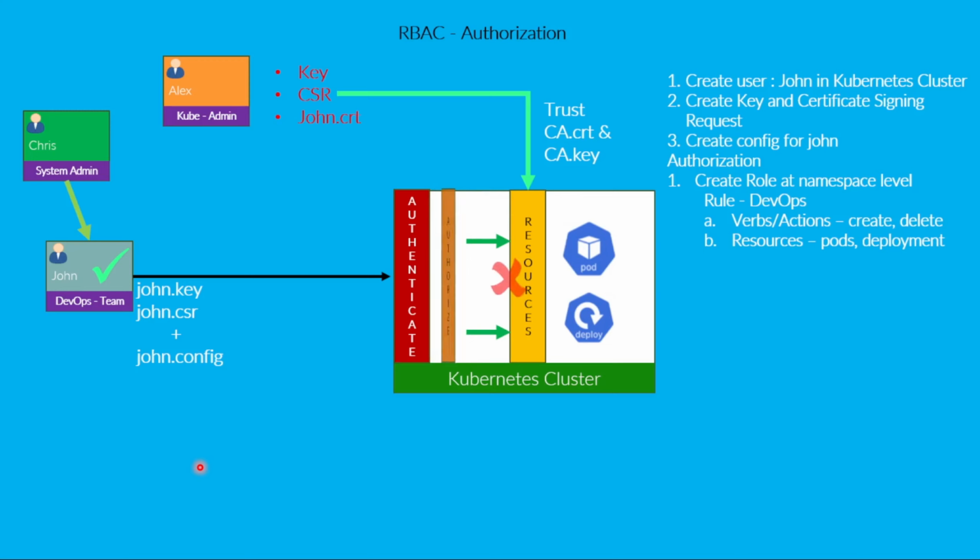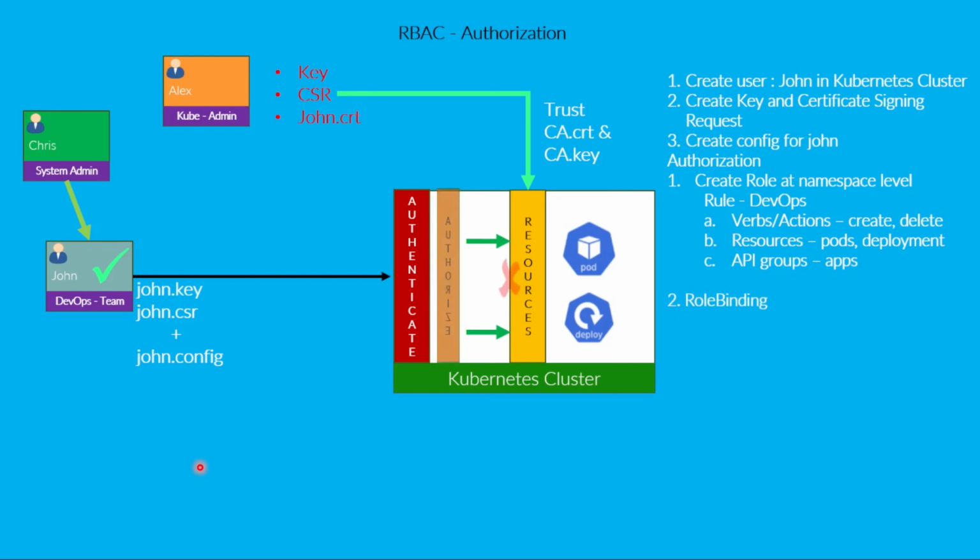Earlier we saw multiple resources. Now we are restricting John to access only a couple of resources, like pod and deploy, and that too he can perform only create and delete. The pods and deployments fall under the API group called apps. For example, ingress will fall under networking. Likewise, there are multiple resources, each with its own API group.